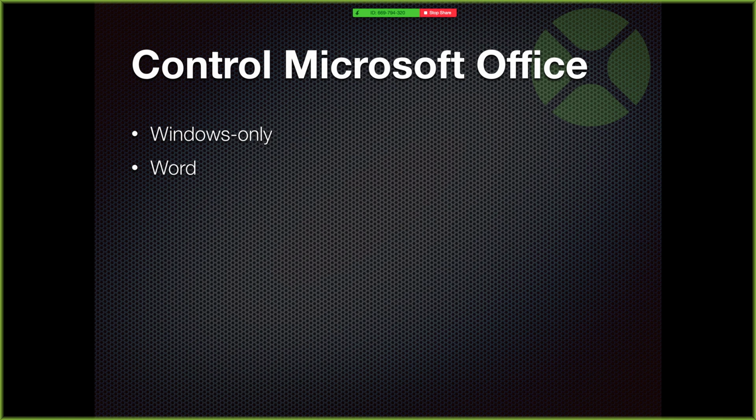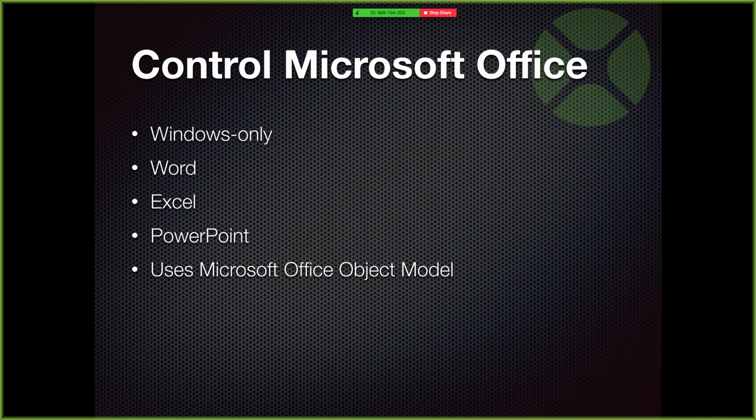You can control 3 of the packages that are included in Microsoft Office. That is Word, Excel, and PowerPoint. And it uses the Microsoft Office object model. Now, this is the same object model that you would use if you were coding using Visual Basic for Applications in any of those packages. Essentially the Office object model is the framework, and that's what you're going to use. It has all the classes and whatnot that allow you to communicate and control the various aspects of these 3 apps.